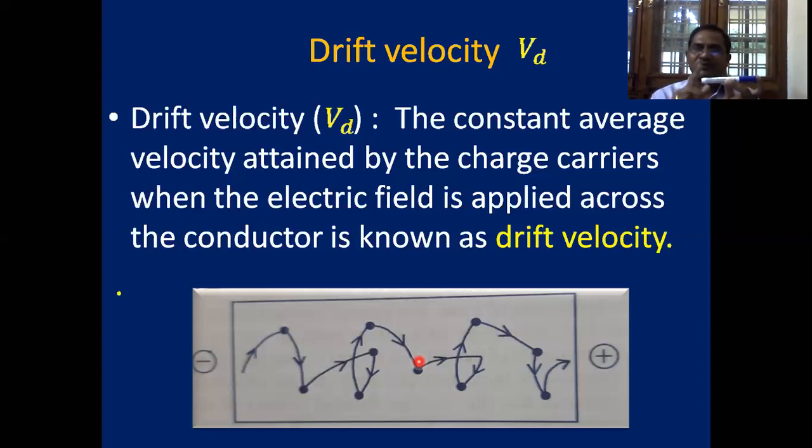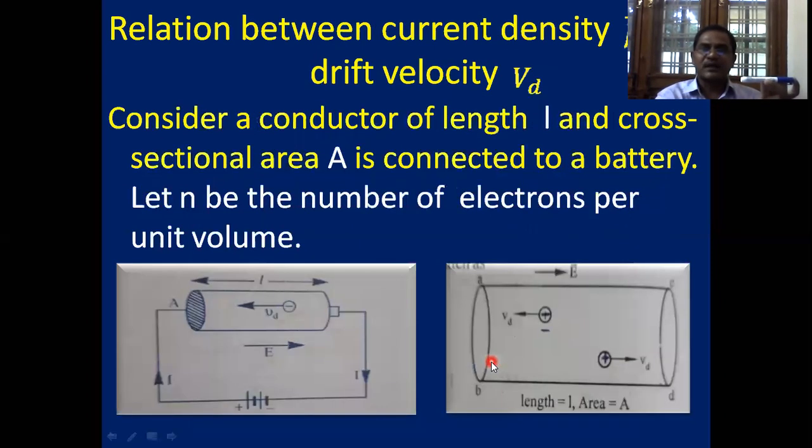So apart from the thermal velocity, due to this electric field it is gaining some more velocity. The resultant of this is that the charge carrier, that is nothing but the electron, follows a curved path. Therefore, the electron moves or drifts along this curved path as shown in the figure, right?